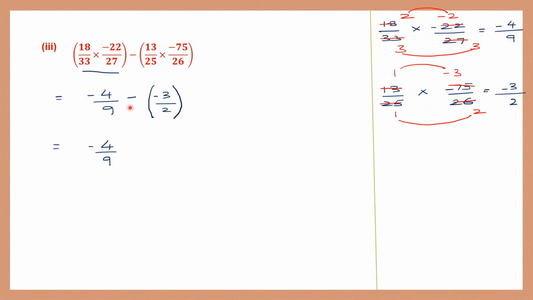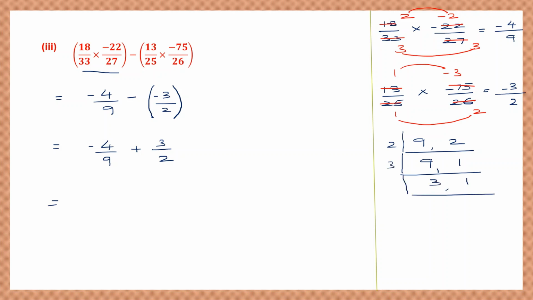So if the sign is minus, this will change. So minus 3 by 2 will now become plus 3 by 2. So here we must find the LCM of the denominators 9 and 2. So let's find the LCM using 2. So that's 9, 1. Now continue. This time I can use 3. 3 3s are 9 and 1. Continue. 3 1s are 3.